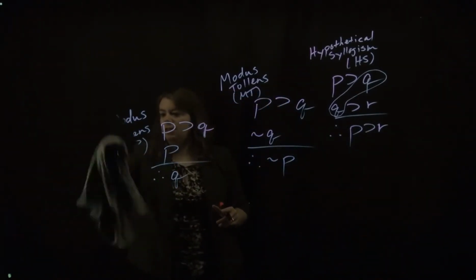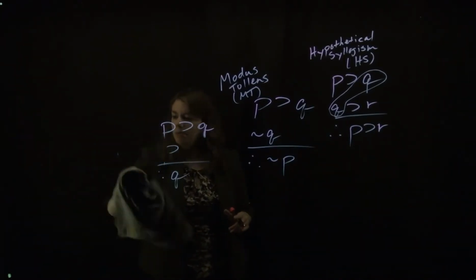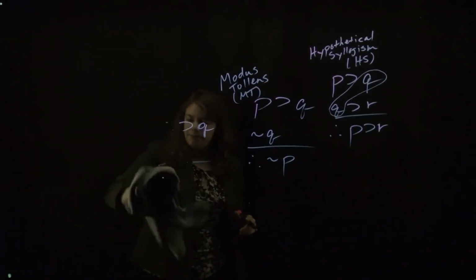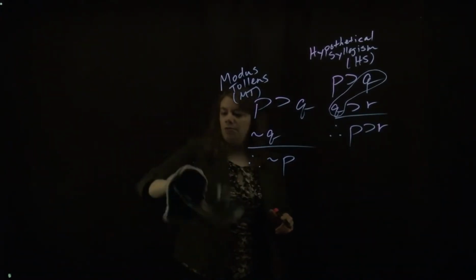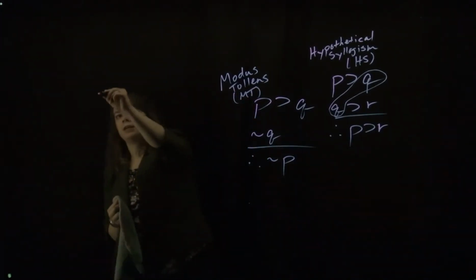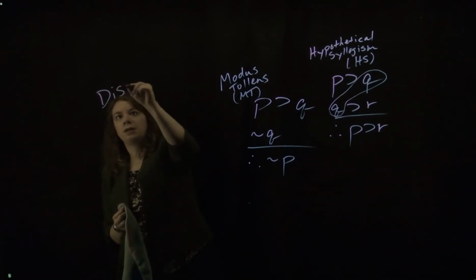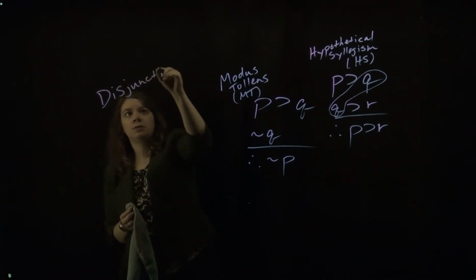So that's 3 so far. We have a couple more that are valid forms. So we have another one known as disjunctive syllogism.